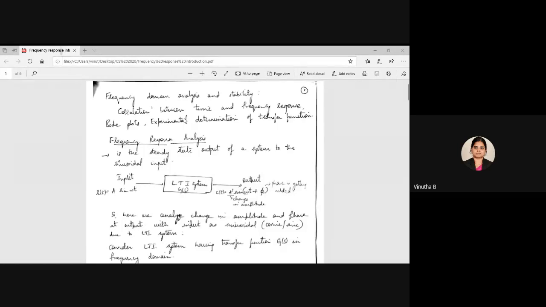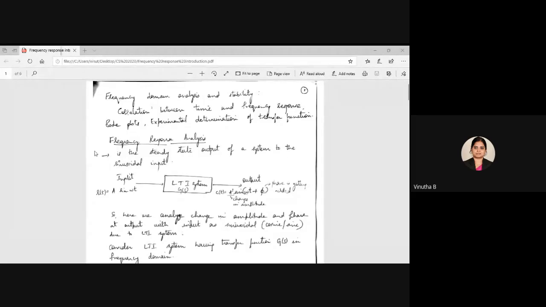So what is frequency response analysis? As you can see here, the definition for the frequency response analysis goes this way. It is the steady state output of a system to a sinusoidal input. So sinusoidal input can be a cosine or a sine wave. So at the input you provide a sinusoidal input which can be a cosine wave or a sine wave, and you're going to see the output of the system, the steady state output of a system to the sinusoidal input.